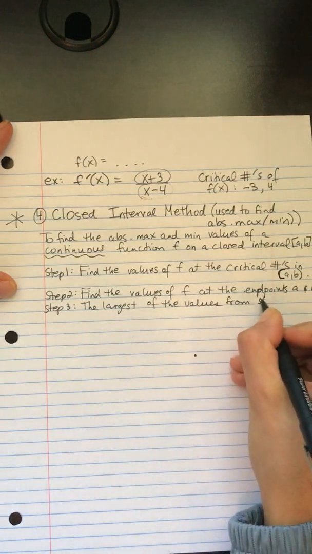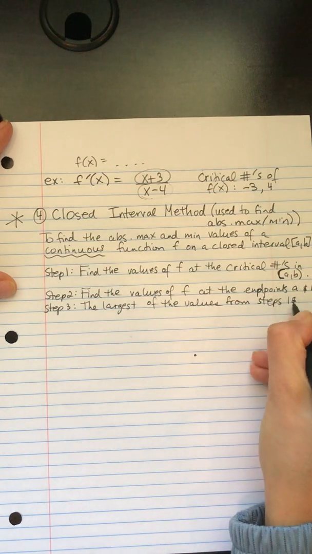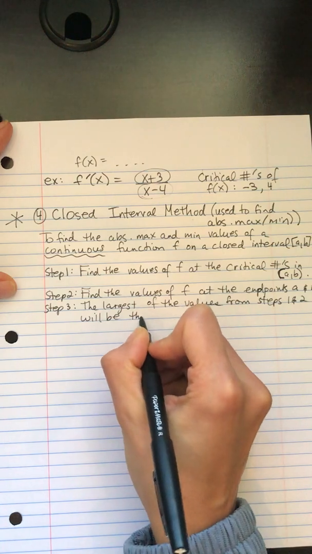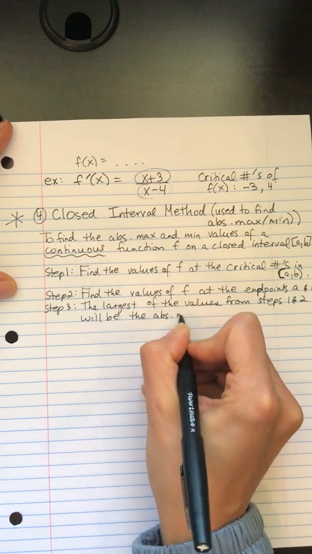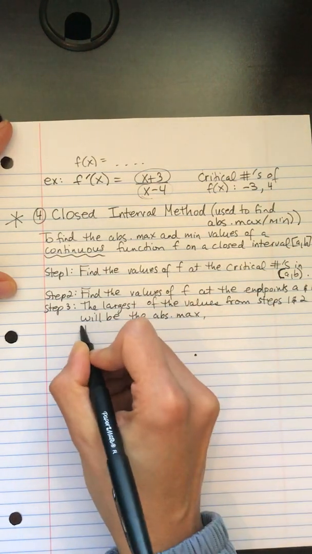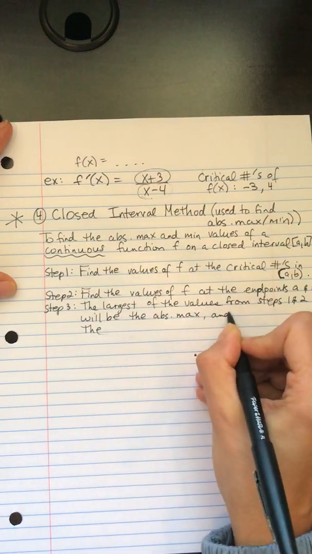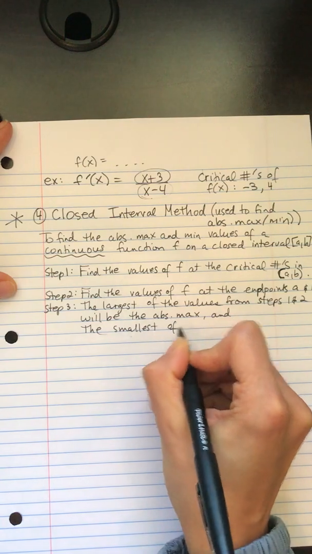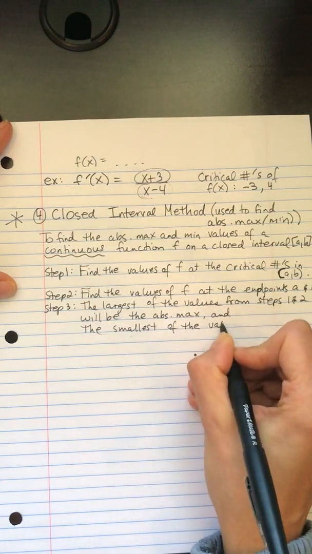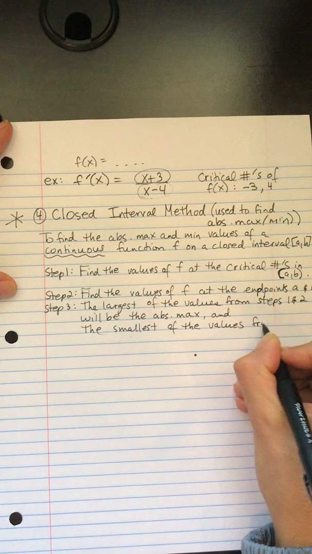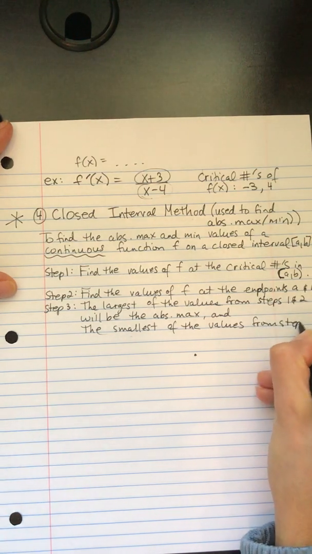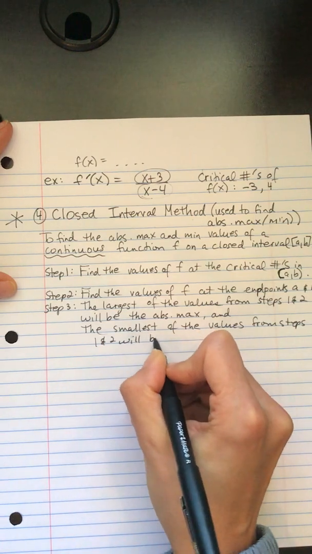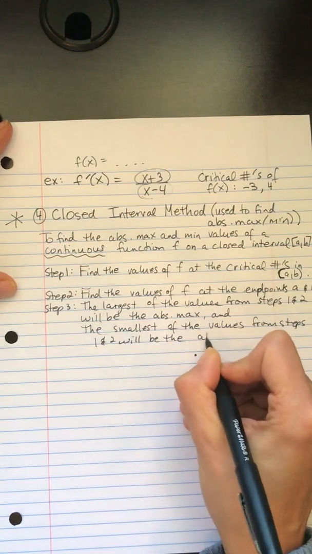and the smallest of the values from steps 1 and 2 will be the absolute min.